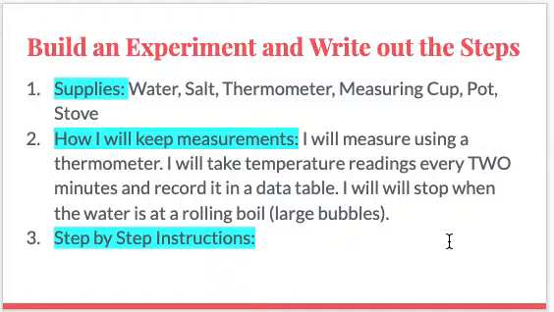So the next step is to build an experiment and write out the steps. The first thing you're going to do is write out the supplies. The supplies here are water, salt, thermometer, measuring cup, pot, and stove. How I will keep measurements: I'll measure using a thermometer, and I'm going to take measurements every 2 minutes and record it in a data table. I'll stop when the water reaches a rolling boil, which I said was going to be large bubbles.